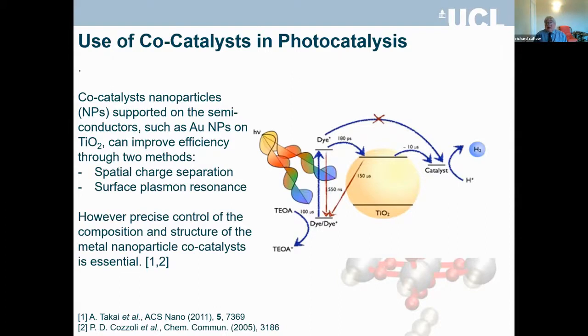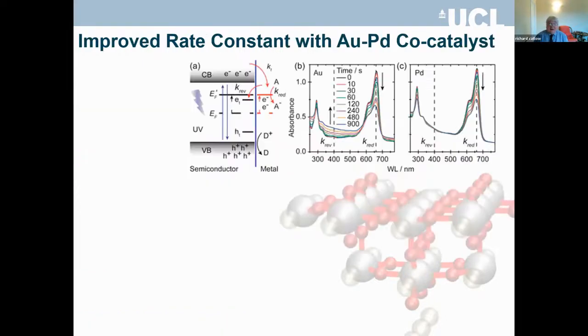Now, looking at this diagram, you can see there are important rate processes. There is the rate at which the electrons are transferred from the TiO2 to the co-catalyst. Then there is the rate at which they're transferred back. And then, of course, there is the rate at which the electrons on the nanoparticle effect reduction of the hydrogen. Now, these catalysts work with gold nanoparticles on TiO2. Well, what was found in this very nice experimental work, we weren't involved in the experiment, was that you could improve the photocatalytic performance by alloying the gold with palladium. And so we wanted to understand why.